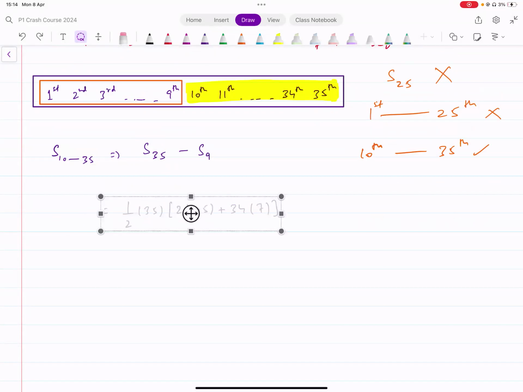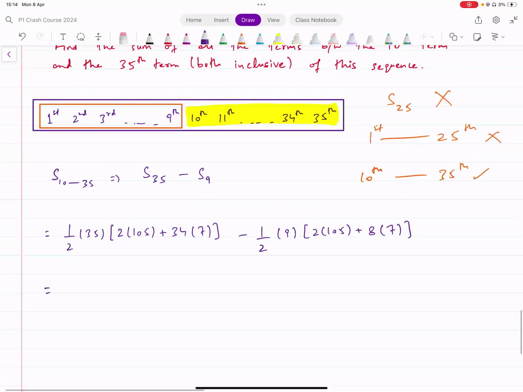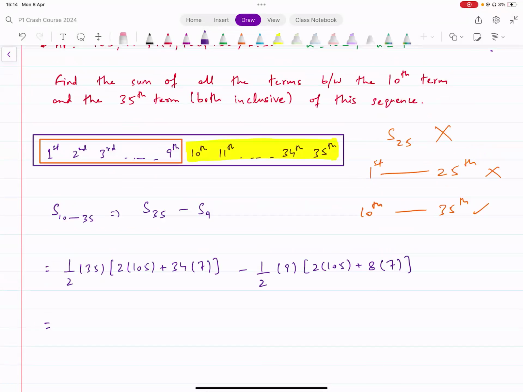You subtract from that the sum of the first 9 terms, and that gives you half into 9 into 2 times 105 plus n minus 1, that means 9 minus 1, that's 8 times the difference, that's 7. And that is going to give you the result. You can do that calculation. All right, so this is how you would find the sum of terms between two values.